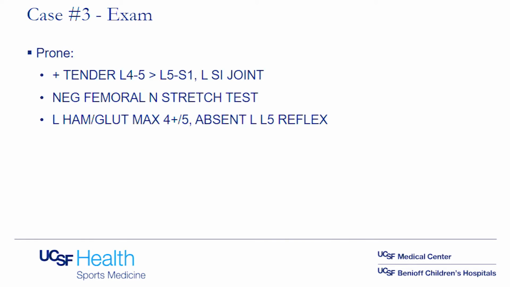She's tender on palpation when she's prone at the L4-5 level more than the L5-S1. She's tender along the left SI joint. She's got a negative femoral nerve stretch test. No pain going down the front of her thigh. And she's weak in her hamstring and her glute, and you can't get an L5 reflex.